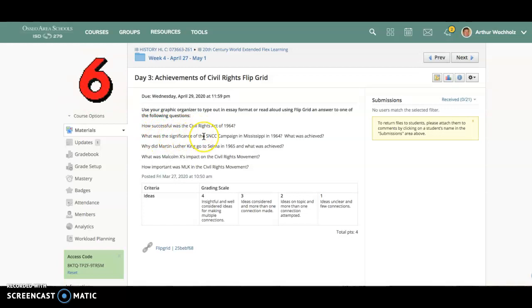What was significant about that campaign? Why did he go there? And I want to get a real specific opinion from you and your evaluation that answers these questions, not just a basic summarized response. All right.